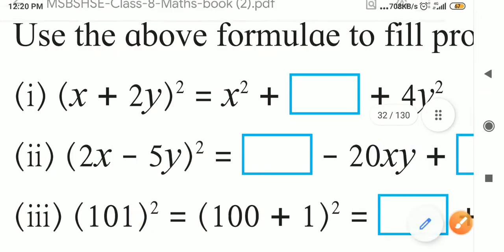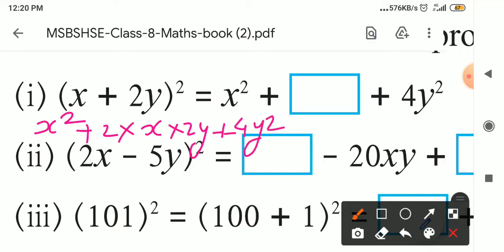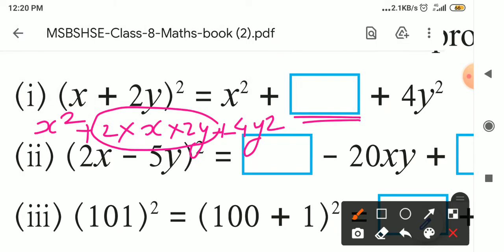So here the factorization formula is x square plus 2ab, where a is equal to x and b is equal to 2y, and plus the last term square, that is 4y square, since 2 square is 4 and y square is y square. Then we have to do the multiplication of this and write it in this box. 2 2s are 4, x into y, xy. So what will come here? 4xy.